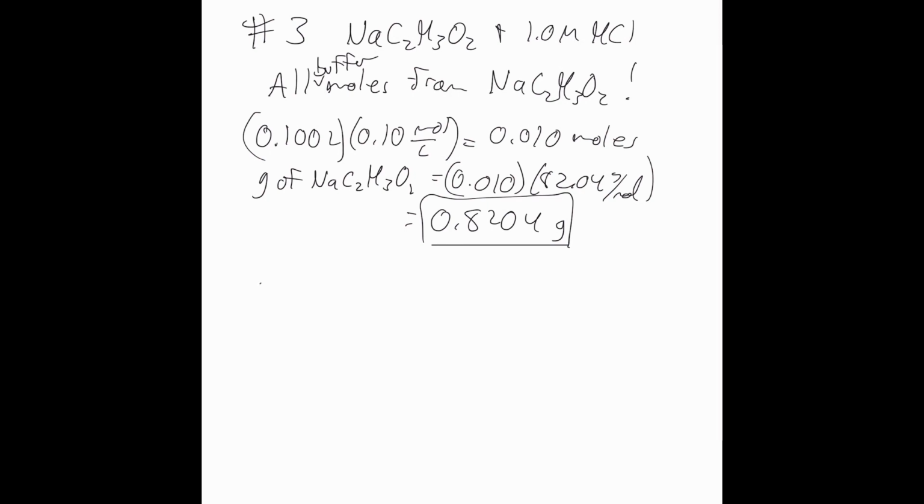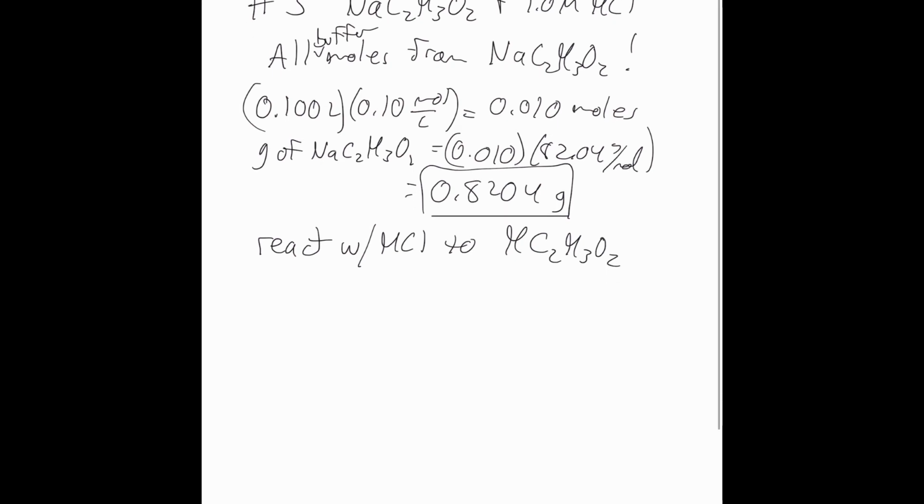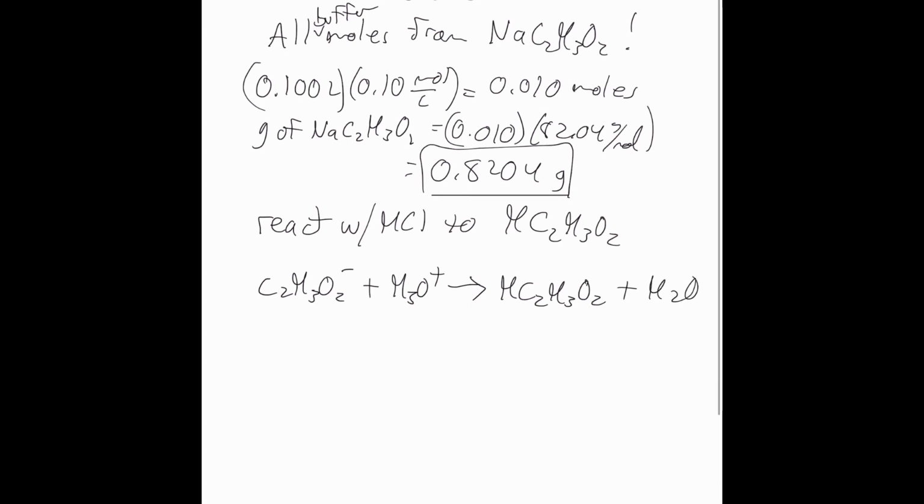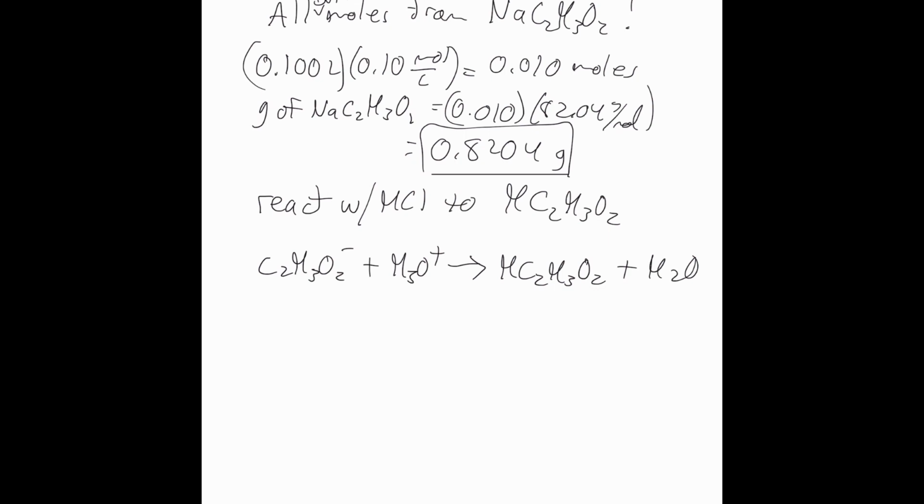And then we're going to react with HCl to get our HC2H3O2, or acetic acid. Okay, and so that reaction is going to be C2H3O2 minus plus H3O plus. The Cl is a spectator ion, so we don't really care. It's an arrow, remember, because Kw is large. So we're going to generate HC2H3O2 plus water.